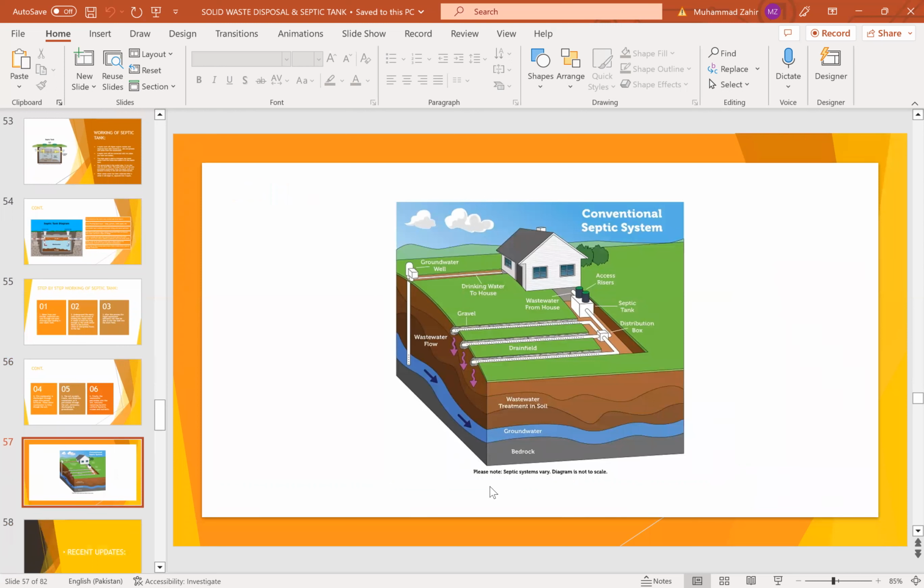So you can see this. Conventional septic system: it is a home, it's a septic tank, these are the drain field, and this is the wastewater treatment in soil.